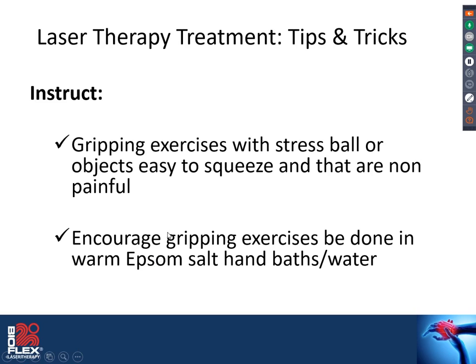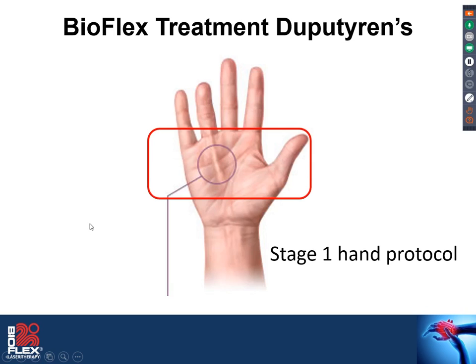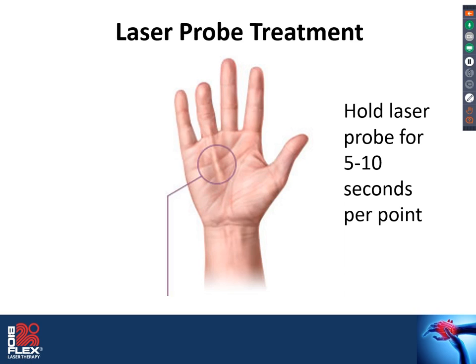Don't forget to instruct your patient to do specific exercises, and those are important to do synergistically with laser therapy. For Dupuytren's contracture, usually one placement over the overlying palmar aspect of the hand using stage 1 hand protocol is adequate. And then you want to hold the laser probe over the nodules or the affected tendon, holding for at least 5 to 10 seconds per point. And you can go back and treat at least 2 or 3 times these particular areas.